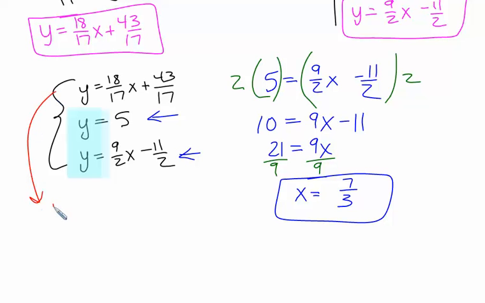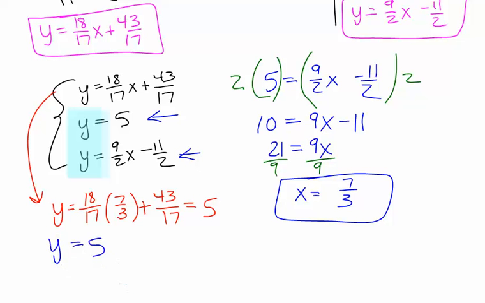Now plug in to find the value of y. We should actually know what the value of y is, by the way. It should be 5. So we're going to have our fingers crossed when we plug in here that this actually works out. If it doesn't, then we've made a mistake somewhere. 18/17 times 7/3 plus 43/17. Ooh, it's 5. Good. We don't even need to plug into the middle equation. It's just that y is equal to 5.